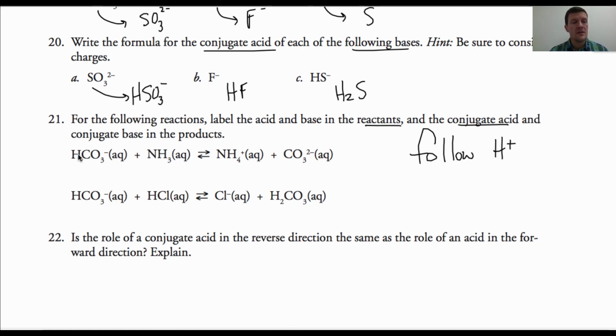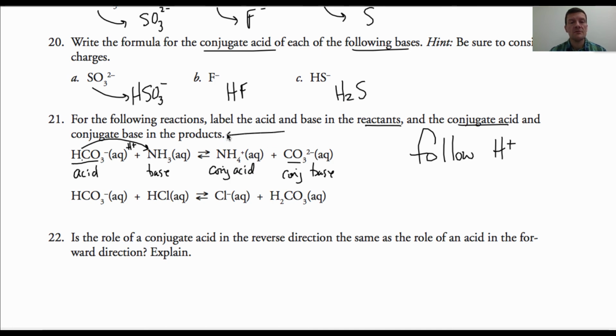So, in this case, to go from reactant side to product side, look what happened. The HCO3 negative lost its H. So that must mean that this is donating its H plus to the NH3. This is your acid. This is your base. And the acid, after it donates the proton, it becomes the CO3 2 negative. So this is your conjugate base. And this is your conjugate acid.